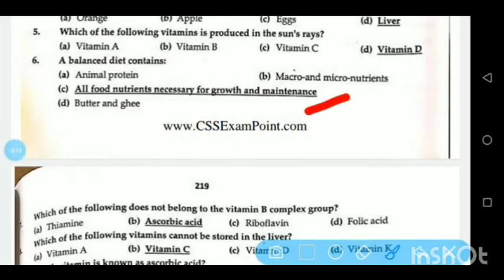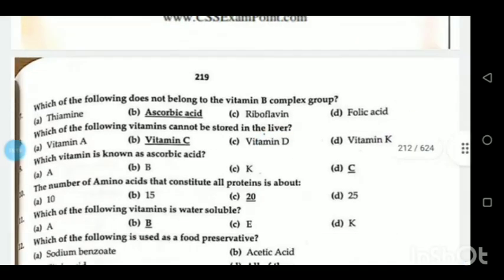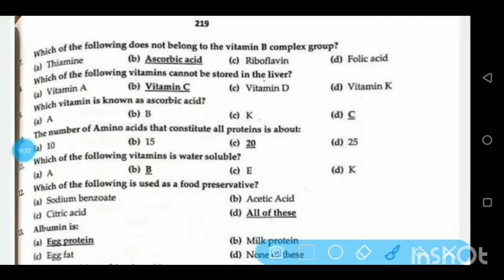A balanced diet contains all food nutrients necessary for growth and maintenance. Which of the following does not belong to the vitamin B complex group? Ascorbic acid. Which of the following vitamins cannot be stored in the liver? Vitamin C. Which vitamin is known as ascorbic acid? C. The number of amino acids that constitute all proteins is about 20. Which of the following vitamins is water soluble? B.